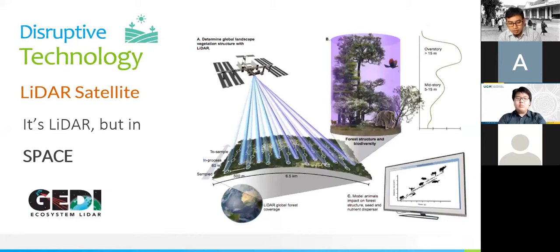And we also have LiDAR in space right now. It is called Gadjah. Yeah, exactly, Gadjah. So they have lasers and they are in space. So this is Gadjah. It is LiDAR, but in space. So with the accuracy and robustness of a LiDAR and the advantages of a remote sensing satellite, they can see everything with the accuracy of a LiDAR. And yeah, I think that doesn't need any explanation.